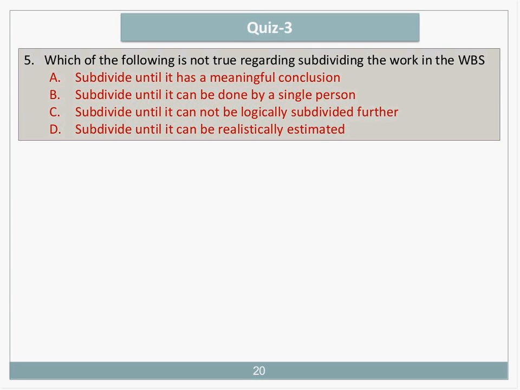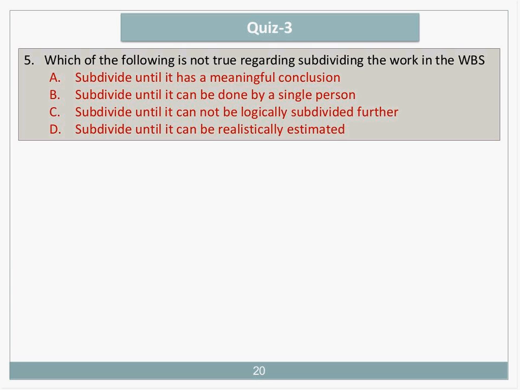To question 5. Which of the following is not true regarding subdividing the work in the WBS? Subdivide until it has meaningful conclusion. Subdivide until it can be done by a single person. Subdivide until it cannot be logically subdivided further, or subdivide until it can be realistically estimated. Which one is not true, right?